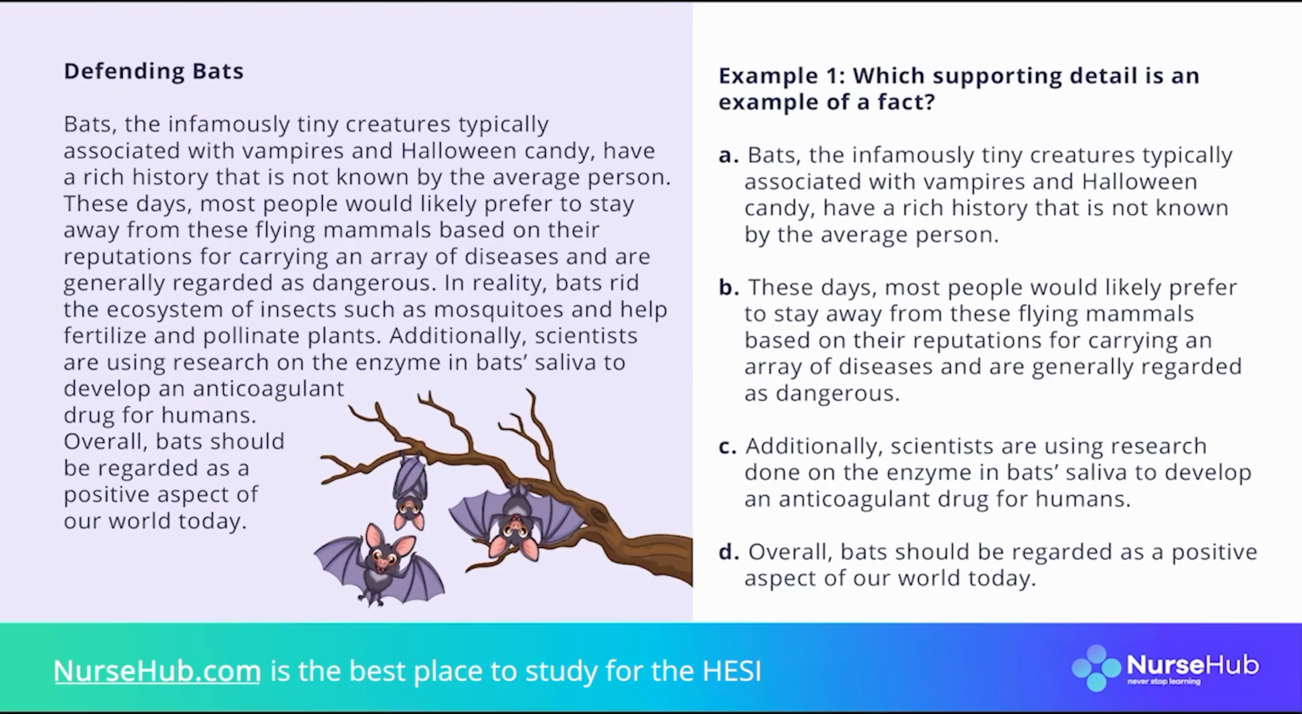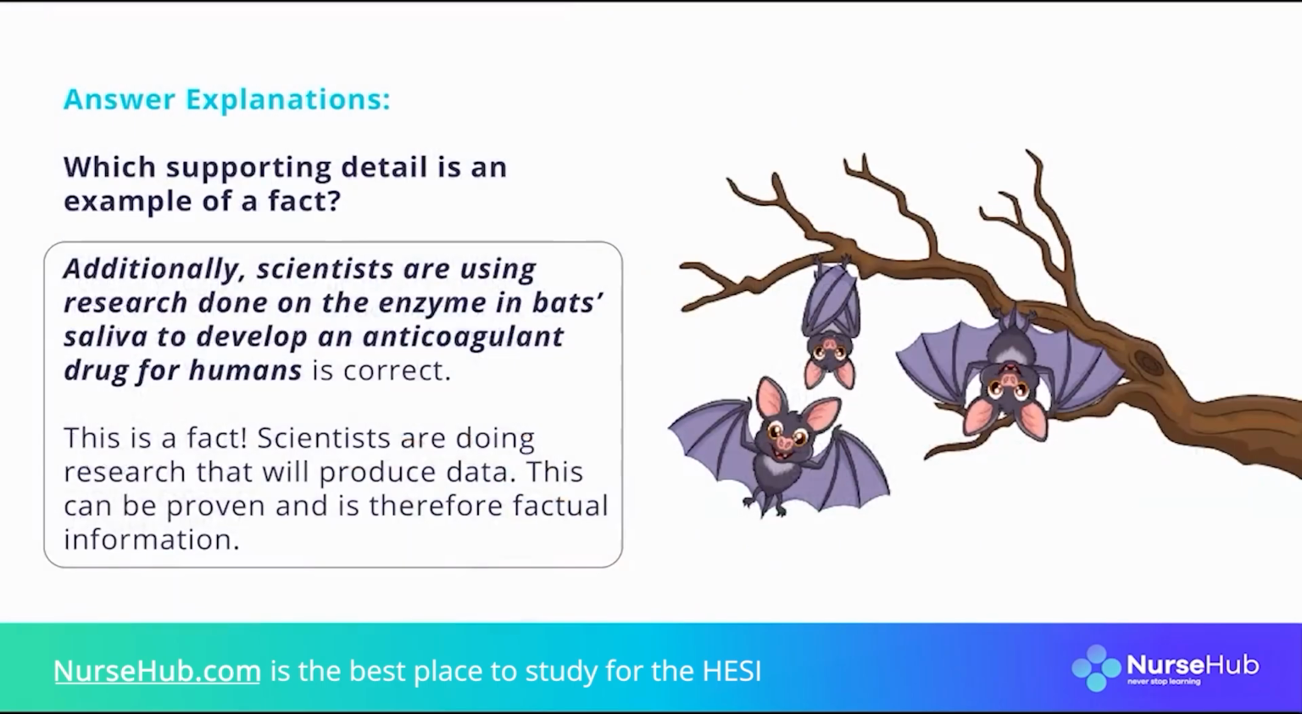Okay, let's take a look at the correct answer here. The correct answer is, additionally, scientists are using research done on the enzyme in bat saliva to develop an anticoagulant drug for humans. This is a fact. Scientists are doing research that's going to produce data, and this can be proven and is therefore factual information. If you're struggling with this, let's go ahead and look at the incorrect answer options so that we can see why these other answers are opinions.